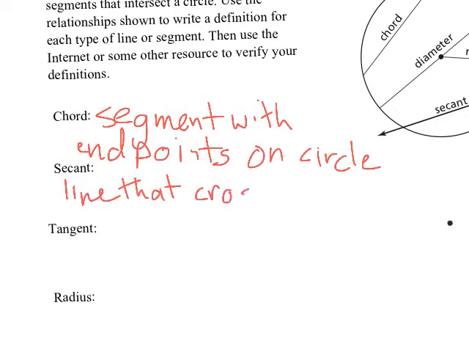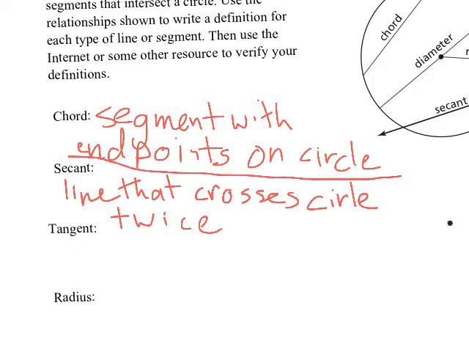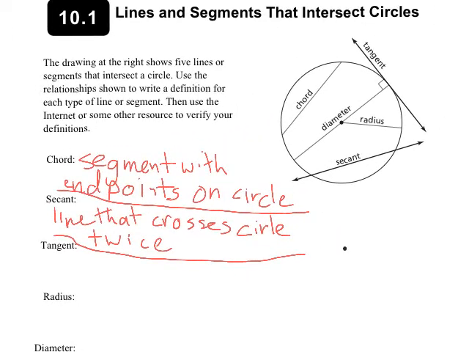crosses circle twice. Okay. All right, a tangent. Did you get time to talk about a tangent? So what's the difference between a secant and a tangent? Good. It's going to cross or touch the circle at one point. That makes it a tangent.